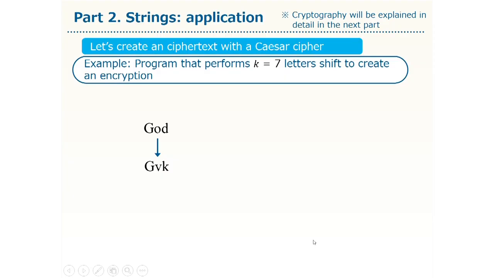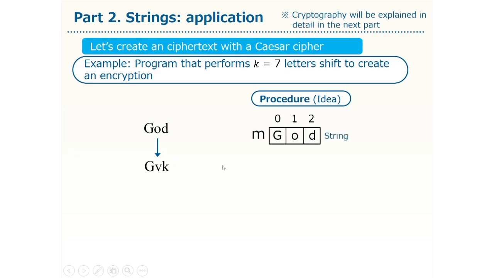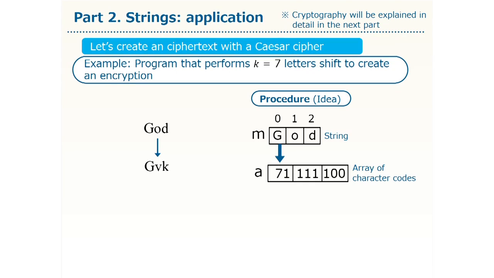Okay. First, consider the idea. To keep things simple, let's consider converting only 3 letters, God, which should be converted to this, GVK. Let's consider the steps. First, we will put God in an array, a character string. Let's call this array M. Next, we will convert it into a character code. We will convert each letter into ASCII code.